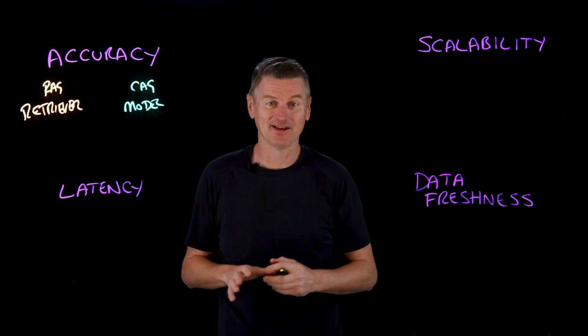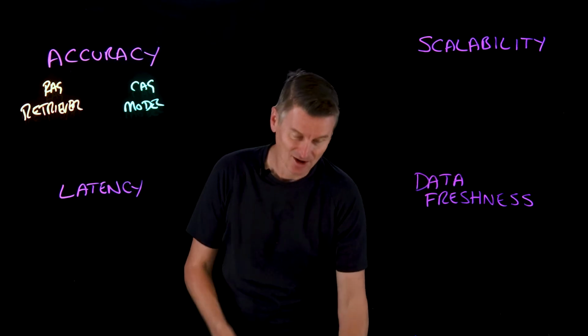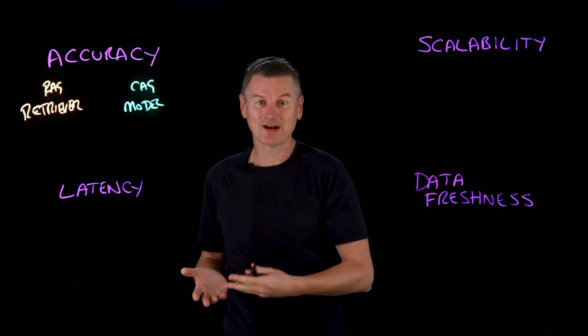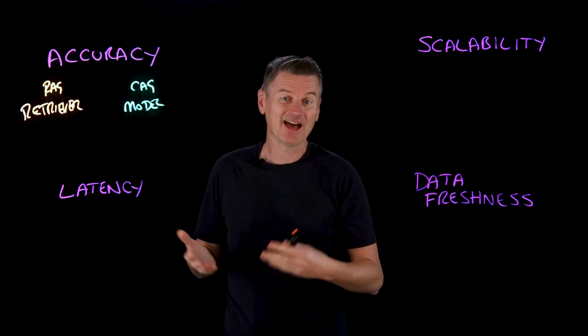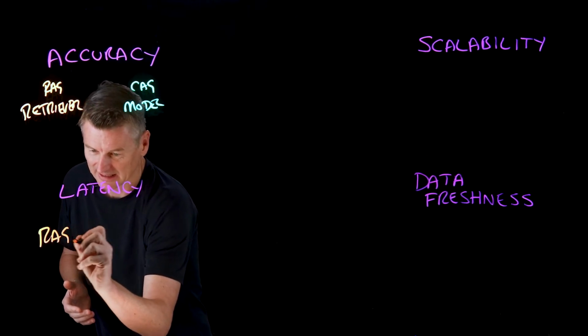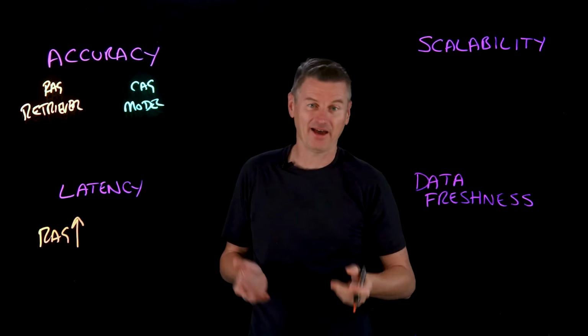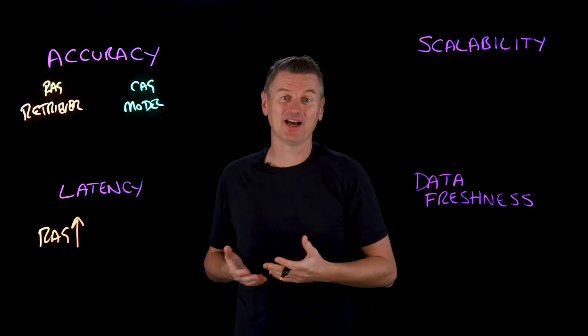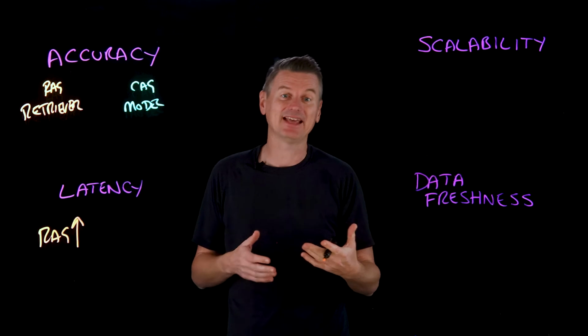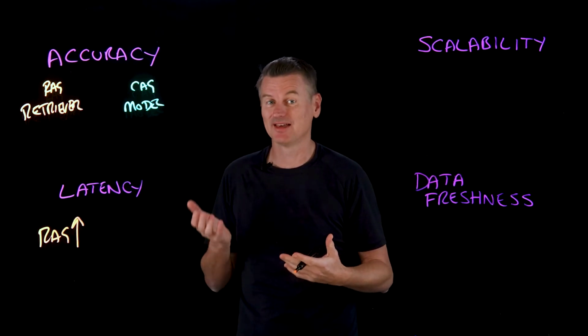So that's accuracy. What about latency? Well, RAG introduces an extra step, namely the retrieval, into the query workflow, and that adds to response time. So when we look at latency with RAG, it's a bit higher because each query incurs the overhead of embedding the query, then searching the index, and then having the LLM process the retrieved text.